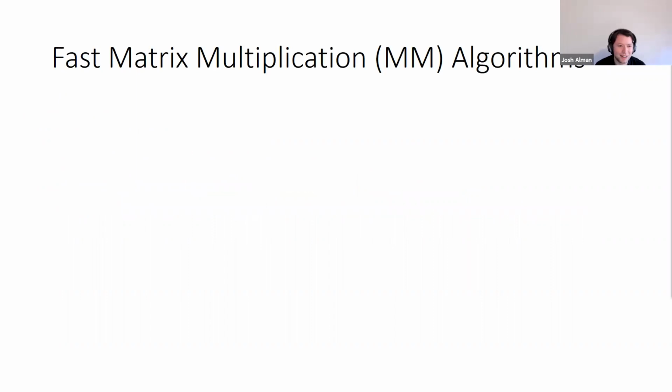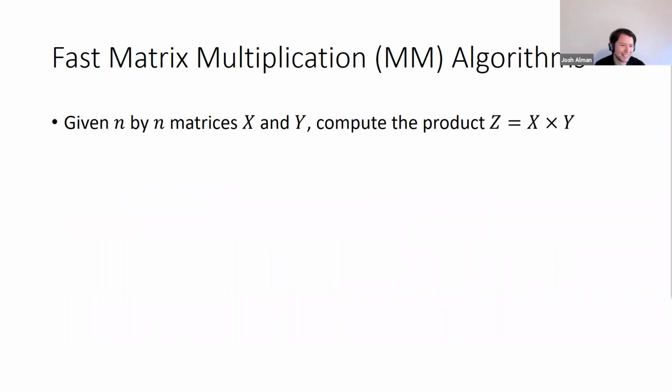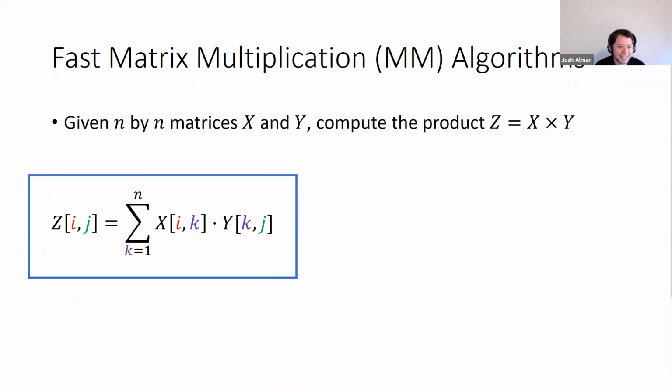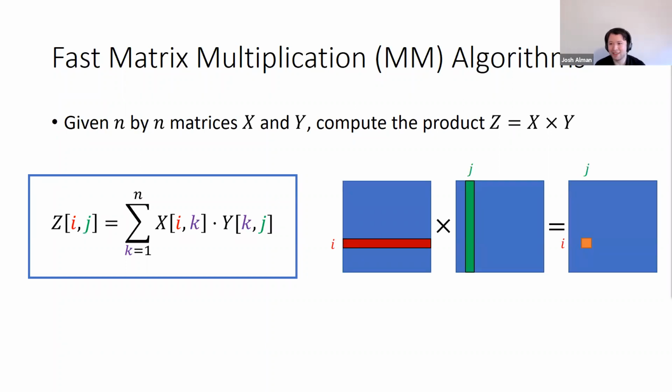I'm talking today about fast matrix multiplication. You're given as input two n by n matrices x and y, and your goal is to compute their product. Here's the definition of matrix multiplication. If you don't remember, the way you should think about it is, for every i, which is a row of the first matrix, and j, which is a column of the second matrix, the ijth entry of the product is the inner product between the ith row of the first and the jth column of the second. So your goal is to compute all these n squared different inner products between rows and columns of these matrices.